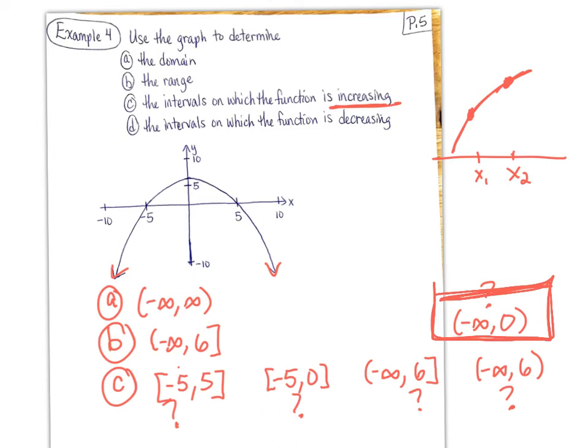Now, what would be the interval for which our function is decreasing? Yes. 0, comma infinity. What goes at 0? I'm sorry. What goes at 0? Parentheses. Parentheses. 0 to infinity. Parentheses. Parentheses. Good. And we don't include 0 because at 0 the function is neither increasing nor decreasing. Right? That's why we have parentheses there. What questions do you have? Okay? Good.